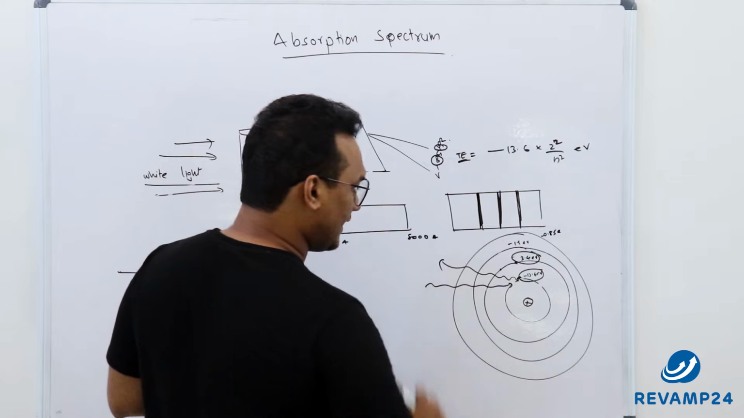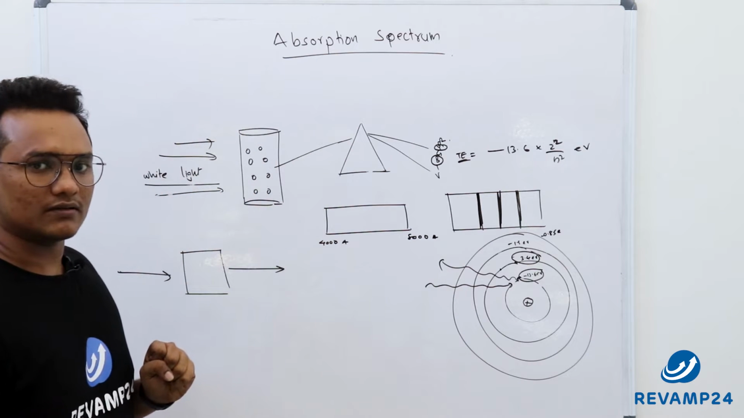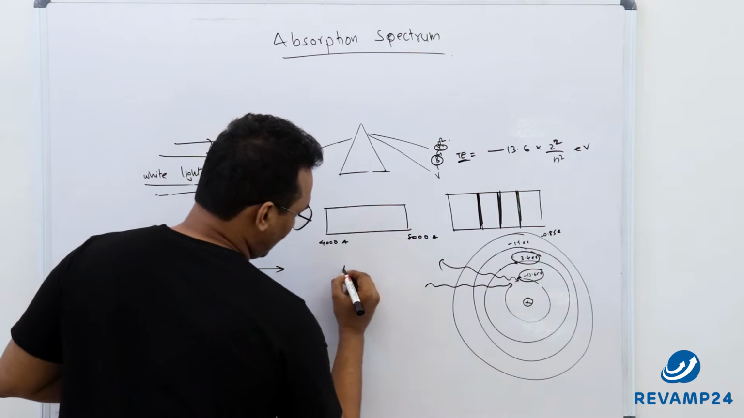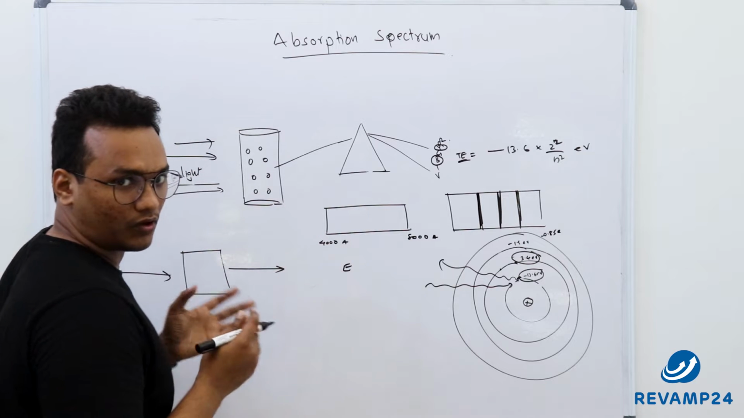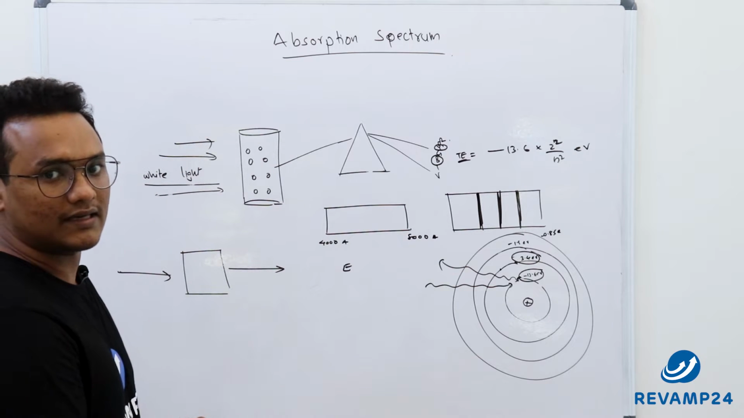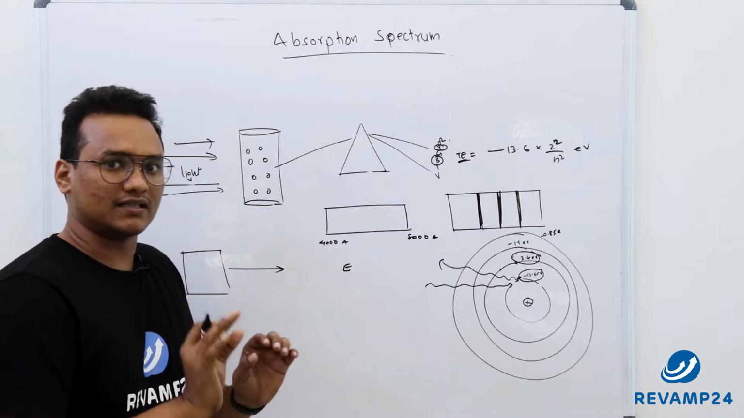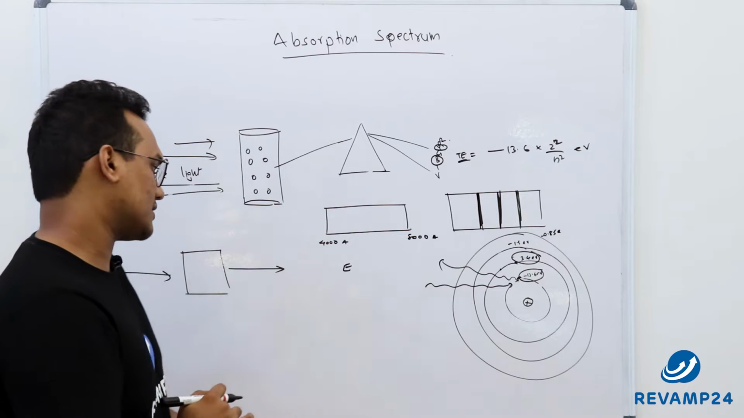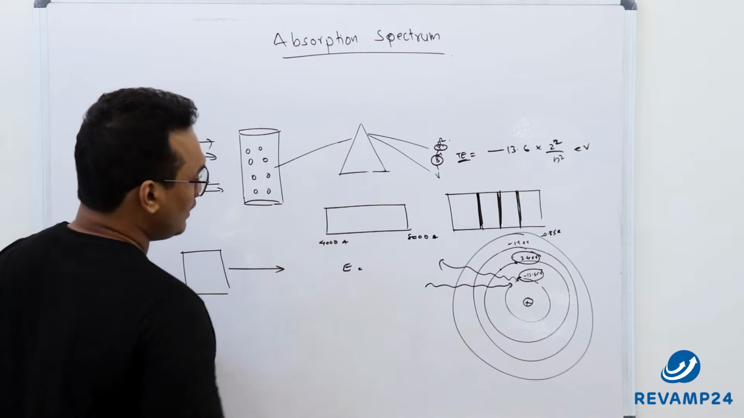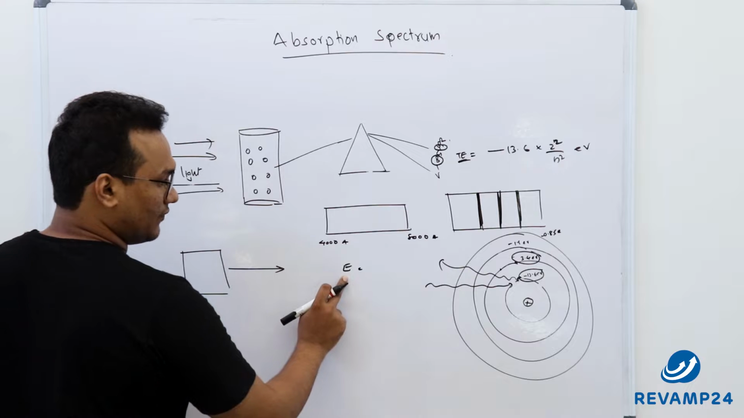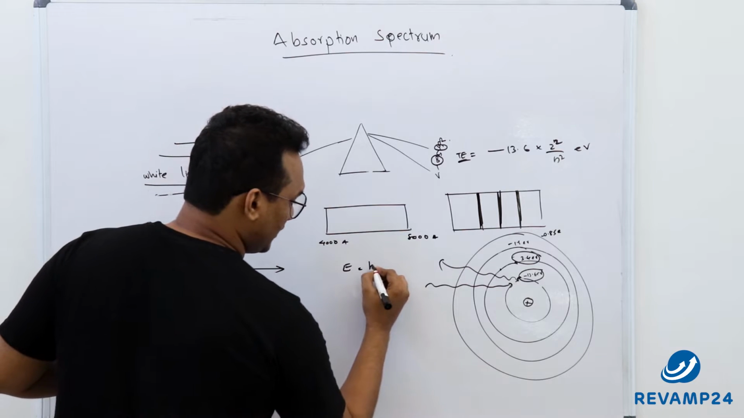Now, how is radiation associated with energy? We know the energy associated with a photon. A photon is nothing but an electromagnetic wave, so electromagnetic waves are nothing but photons carrying energy. Now, the energy associated with a wave, with a radiation, is nothing but h nu.